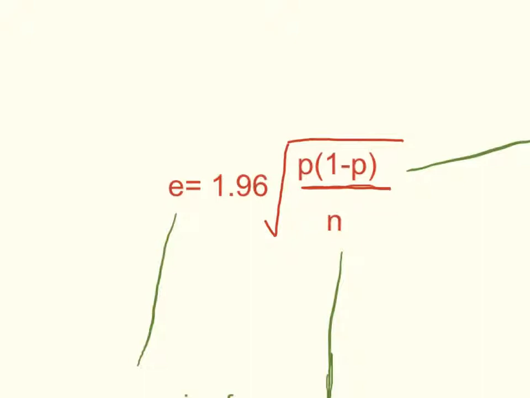Alright, this is a quick video on finding a confidence interval for a proportion. The formula for the margin of error is 1.96 times the square root of p times 1 minus p all over n. Now, I'll go through what that means.